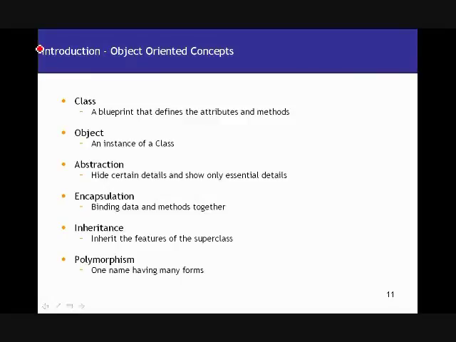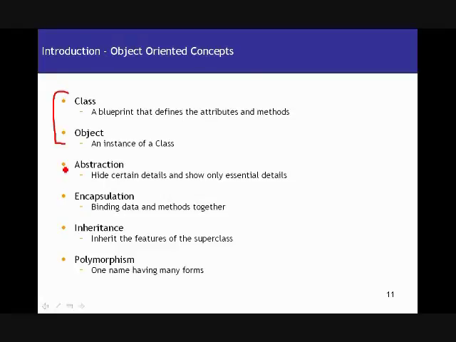This slide lists out some of the basic OOPS concepts which we have. The first two things, class and object, are something we've been discussing a lot till now, so I won't put a lot of focus on these two. You already know what a class is and what an object is, right? Coming to abstraction, what is abstraction? Abstraction is nothing but hiding certain details and showing only the essential details.